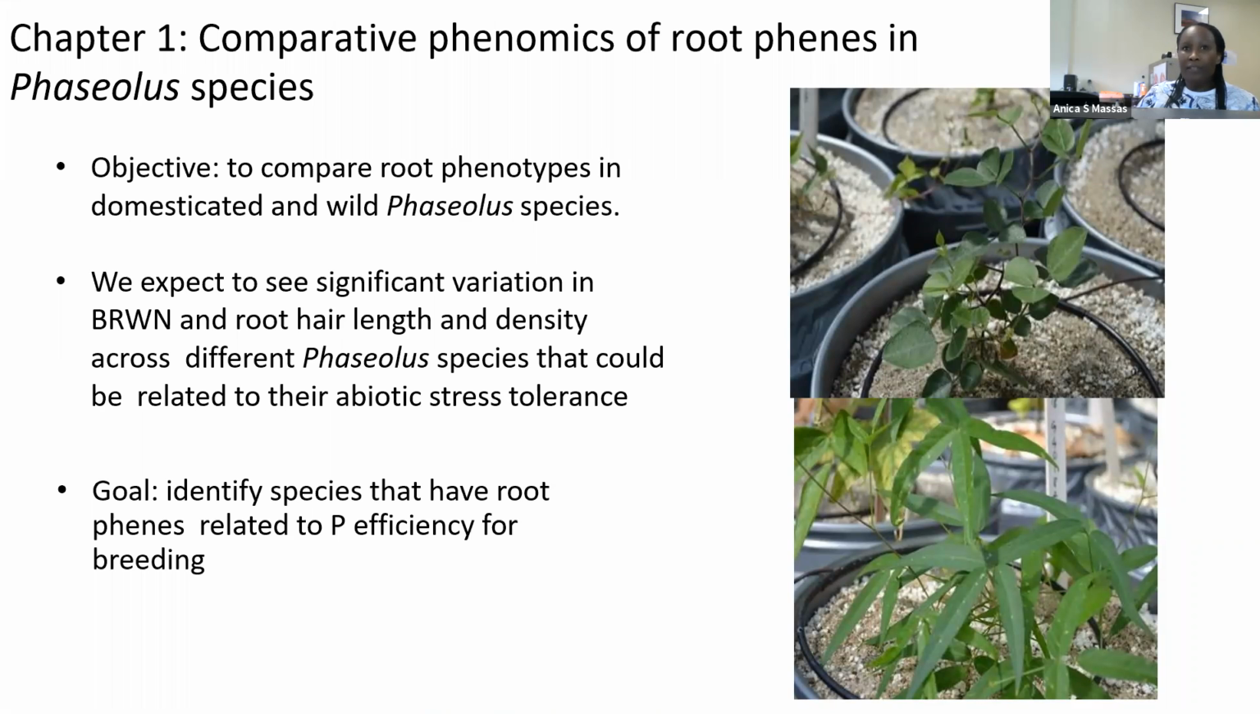Now, going to our first chapter, here we compare root phenotypes in domesticated and wild Phaseolus species. We expect to see significant variation in basal root number, root hair length and density across different Phaseolus species that could be related to their abiotic stress tolerance. Our goal in this study is to identify species that have root traits related to phosphorus efficiency for breeding.